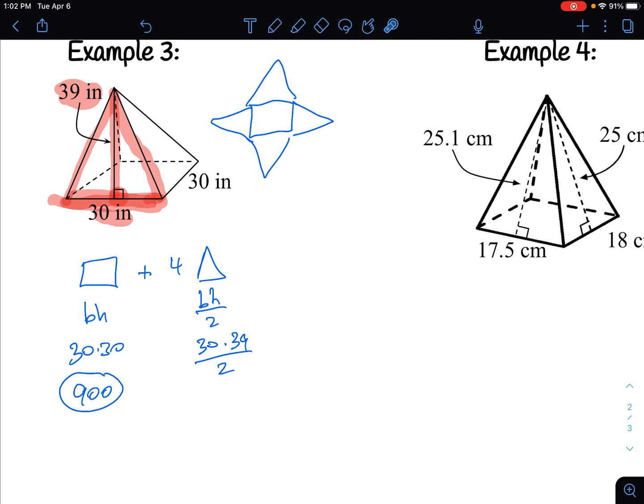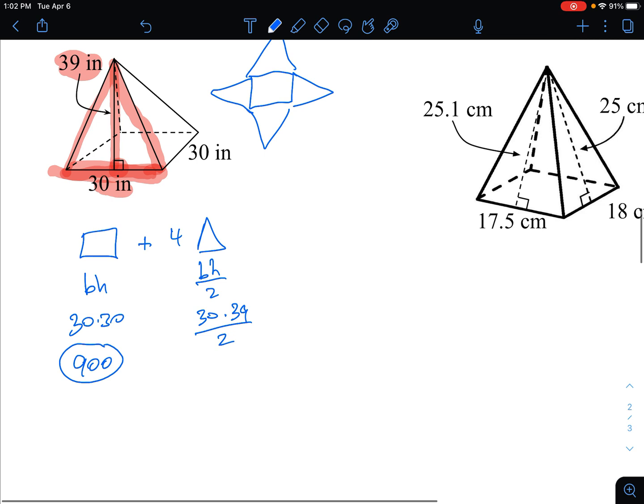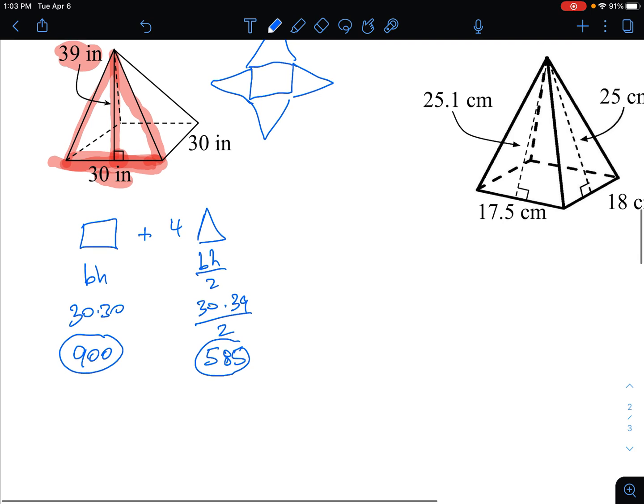So once I multiply 30 times 39, I actually get 585. You can punch that in your calculator. I just did it in my head, 585. And that's not exactly 4 triangles. That's just one triangle. Remember, it's 4 of them, so you got to multiply times 4.